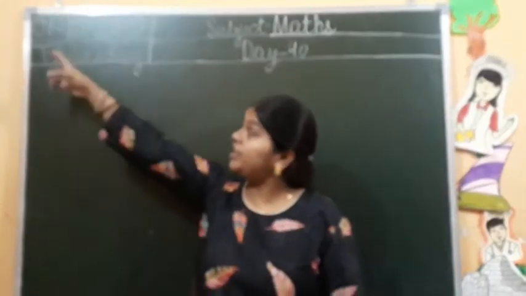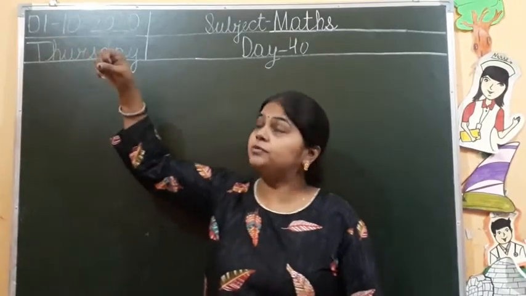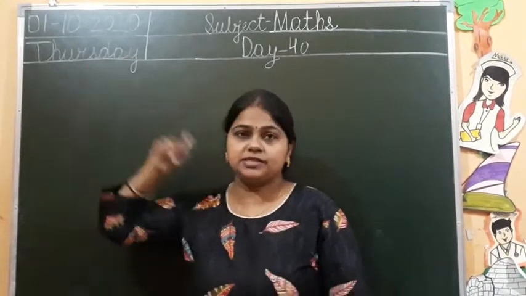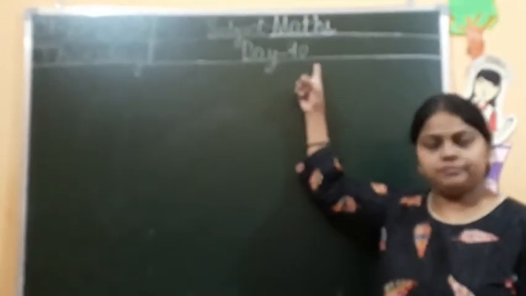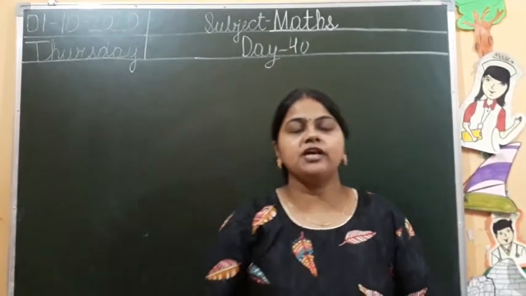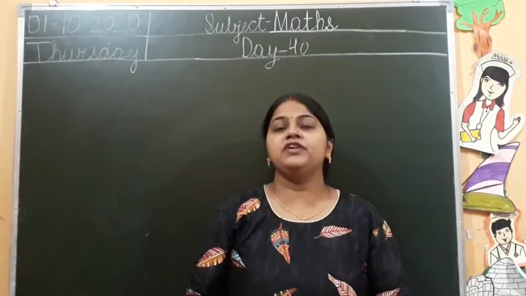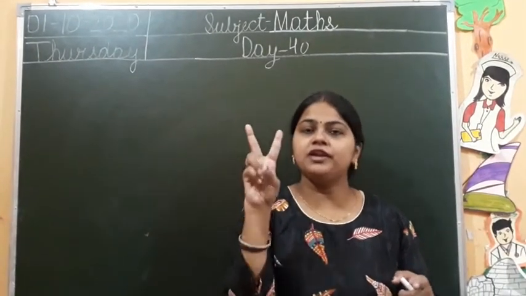So today the date is 1st October 2020 and today the day is Thursday. Our subject is maths and day is 40. Okay. In maths today we will do what comes between. What comes between two given numbers.